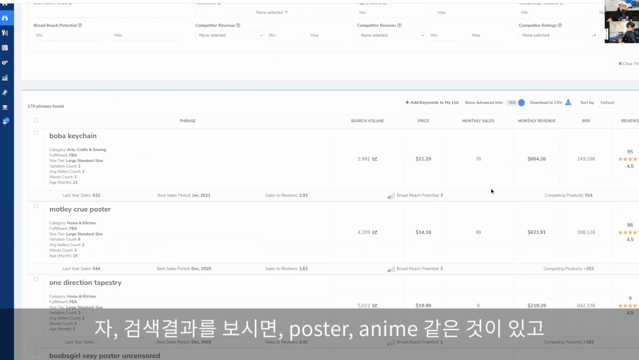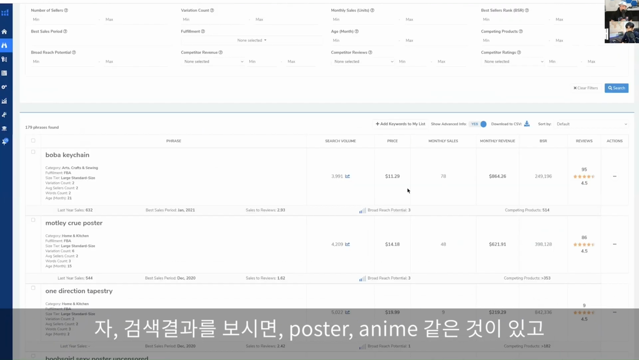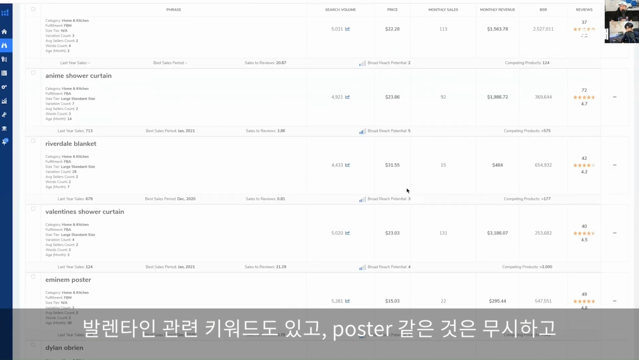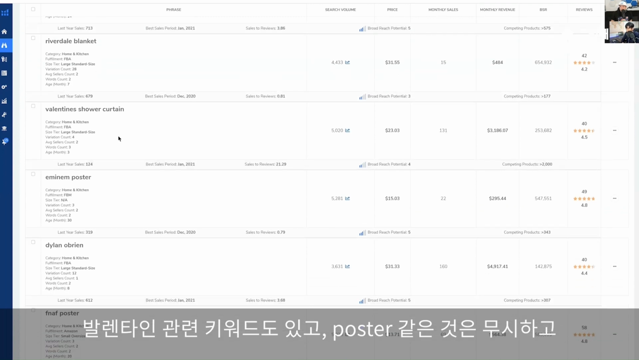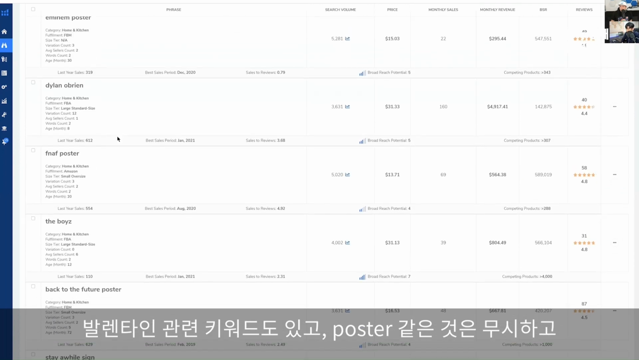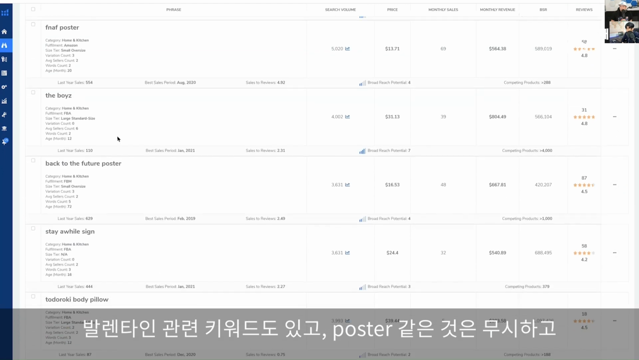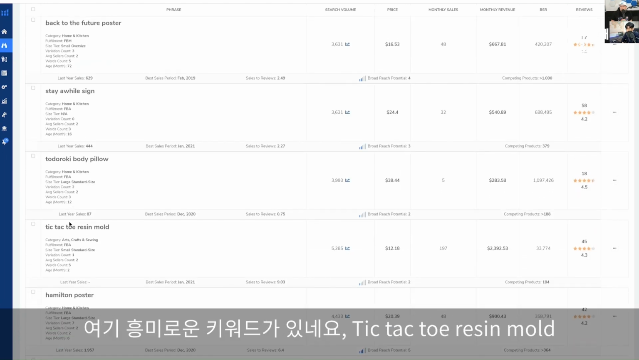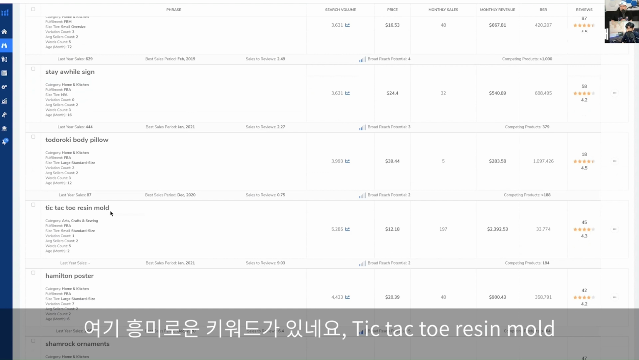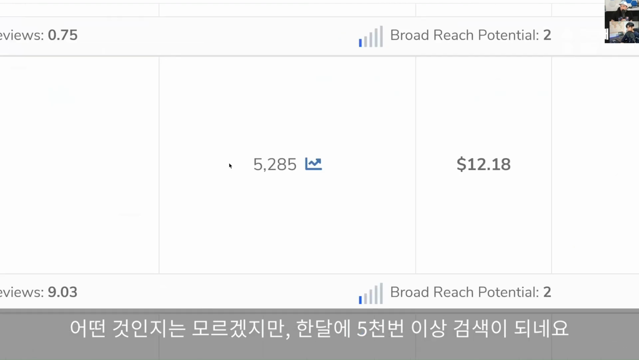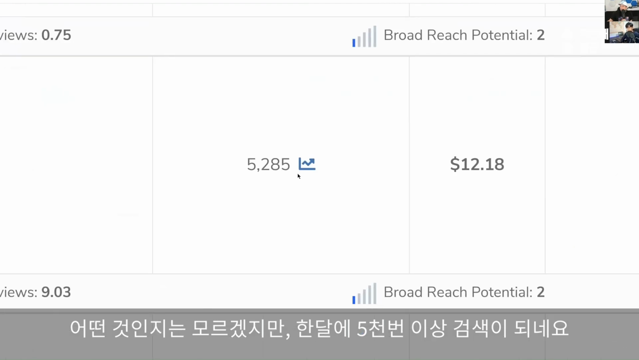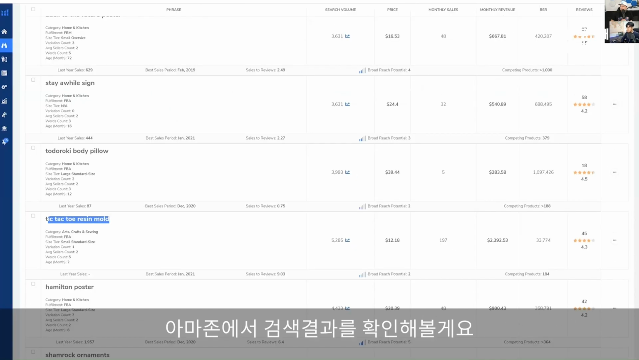So we can see here a lot of posters and things like that, anime, Valentine's, which is kind of around this time. I can take away poster. But here's something interesting, tic-tac-toe resin mold. We might not know what that is. So what you do is you look here and you can see, wow, this is searched for 5,000 times a month. Okay. How does it look on Amazon?